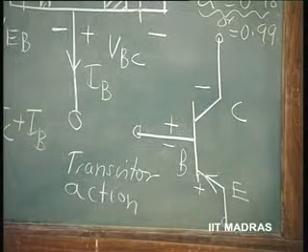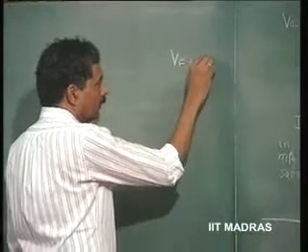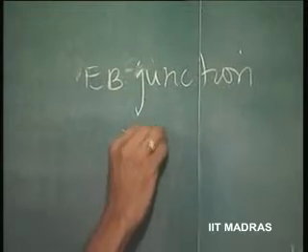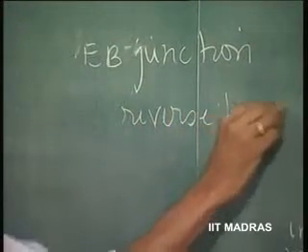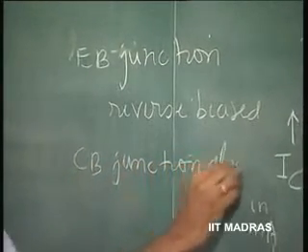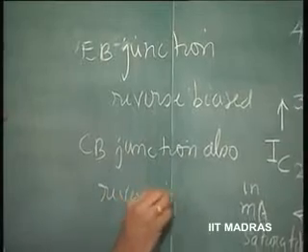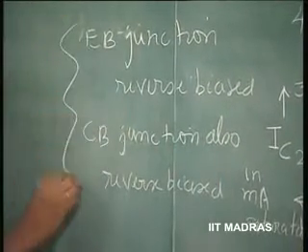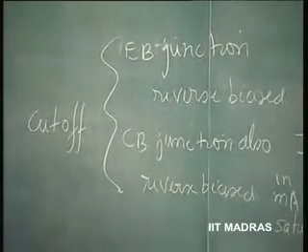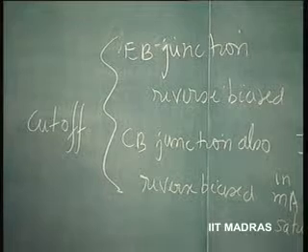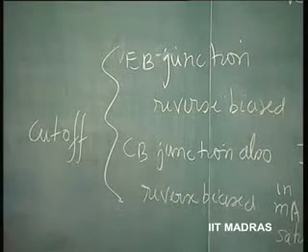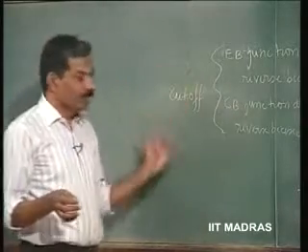So, VEB, emitter base junction reverse bias, collector base junction also reverse bias, the transistor is said to be in the cutoff region. Ideally speaking, you can therefore consider that these are two junction diodes which are reverse biased, and therefore they are all open. So, the emitter base junction can be treated as an open circuit, the collector base junction can be treated as an open circuit. So, this transistor is cut off.